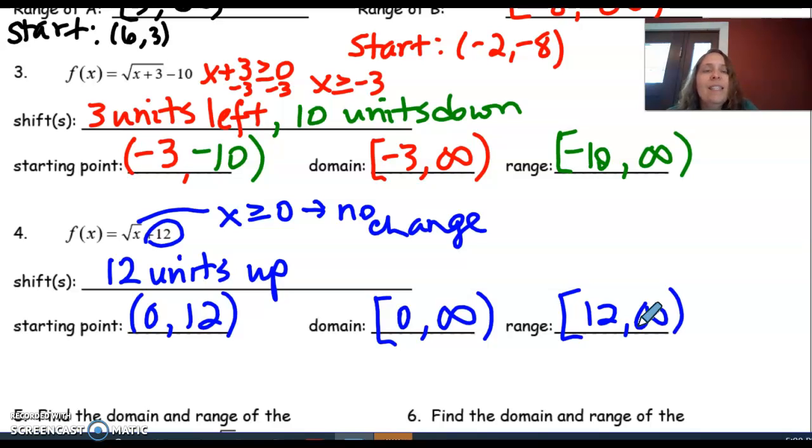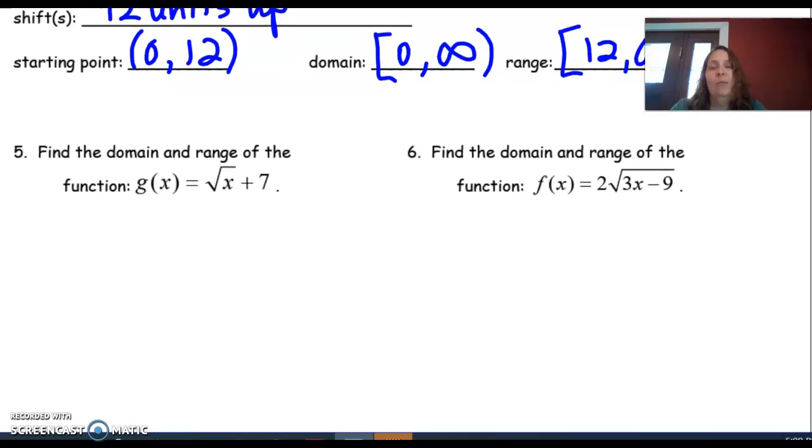If you feel like this isn't quite helping yet, you might want to rewind the video and go back and look at an example again. But here are some more examples if you're feeling ready to continue. So let's go ahead and take a look at numbers 5 and 6.